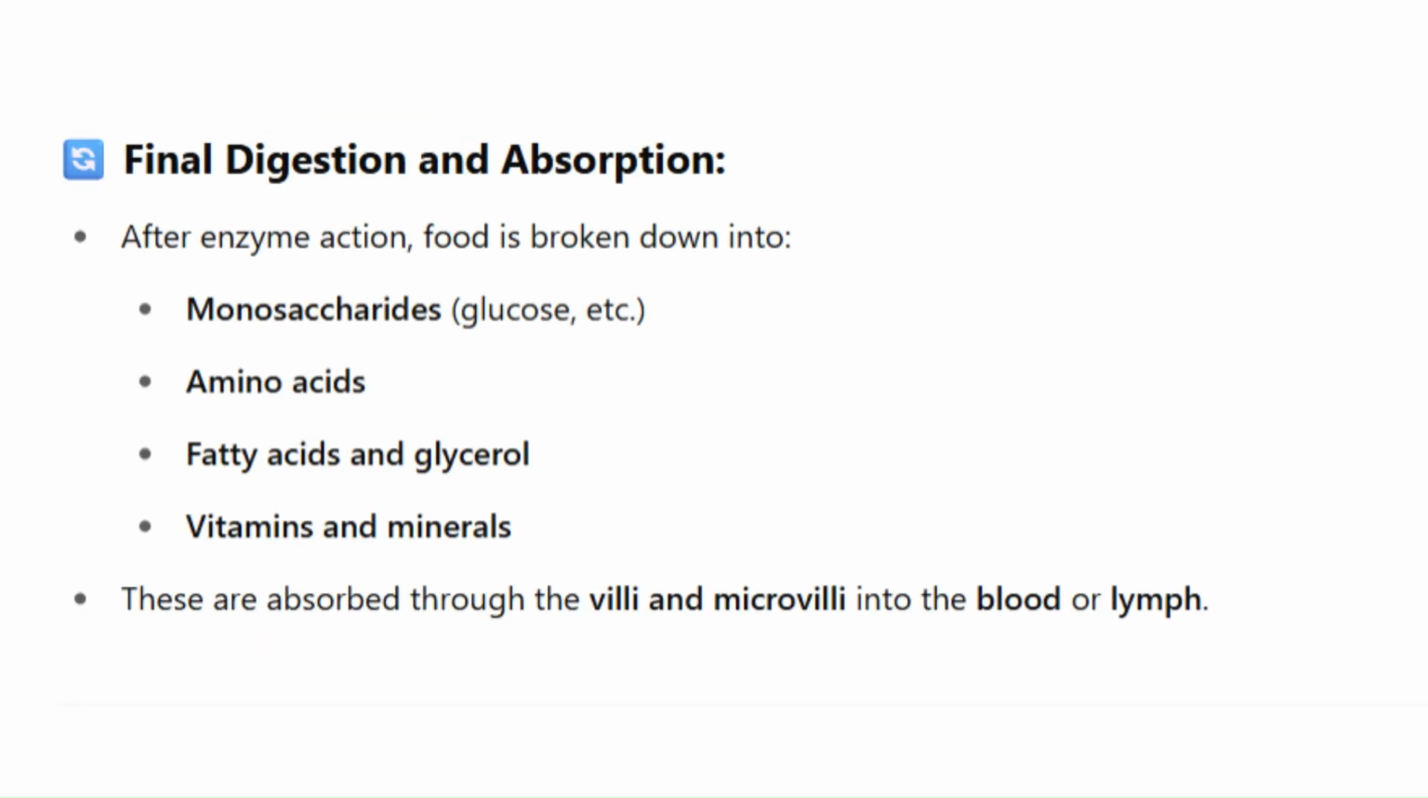4. Final digestion and nutrient absorption. After all this enzyme action, food is broken down into its simplest absorbable forms. Monosaccharides like glucose, amino acids, fatty acids and glycerol, along with vitamins and minerals. These nutrients are then absorbed through the walls of the intestine.